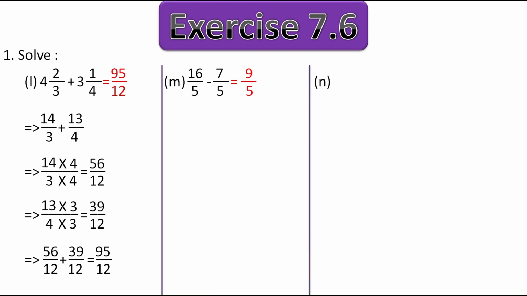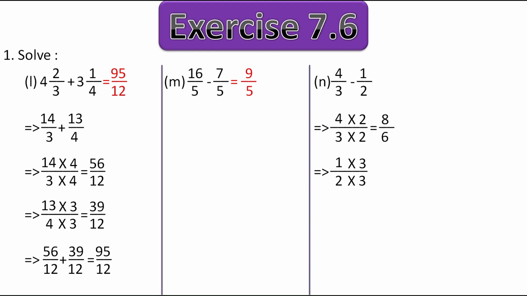Next one, 4 upon 3 minus 1 upon 2. Now here denominators are co-prime, so directly we will multiply them. 4 upon 3 multiply with 2 will give you the answer as 8 upon 6, and when I multiply this half with 3, I'll get the answer as 3 upon 6. Now let's subtract. 8 upon 6 minus 3 upon 6 is equal to 5 upon 6 is the answer. Okay.